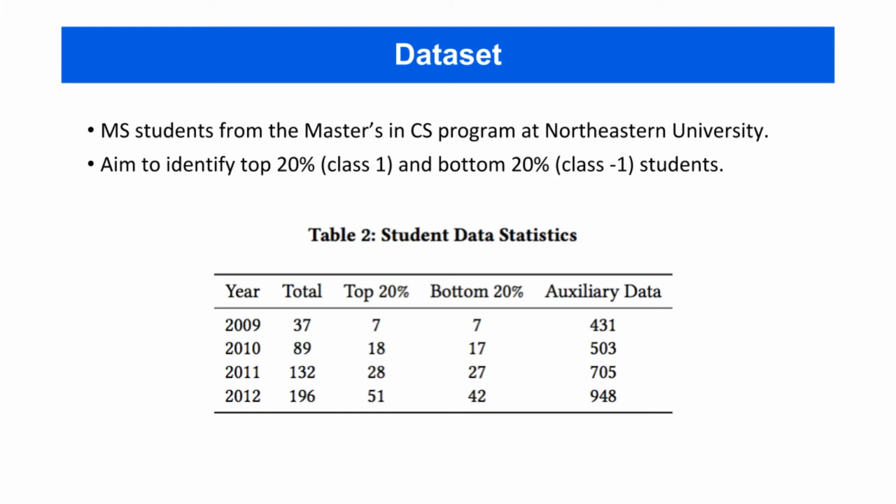Table 2 presents the statistics of our data set. The total column presents the total number of admitted students for each year. The auxiliary data column presents, for each year, the number of students who applied but did not enroll. We can indeed observe the fast growth in the total number of applicants.